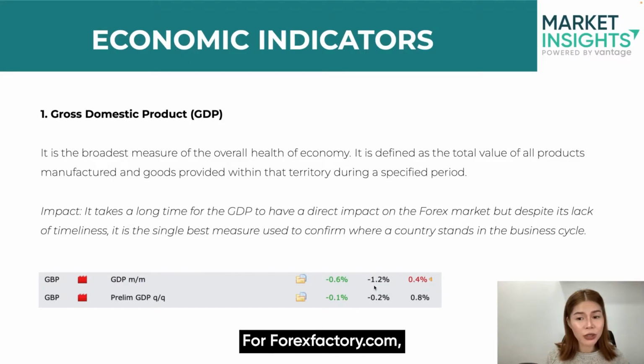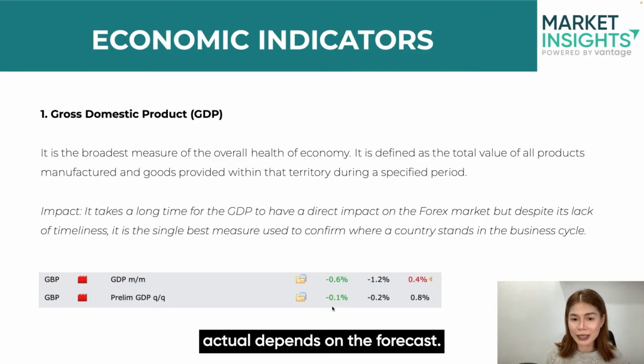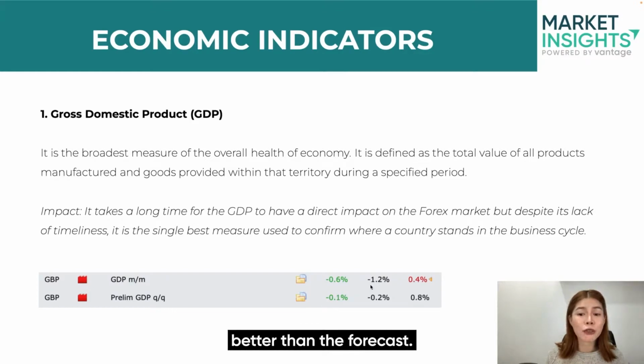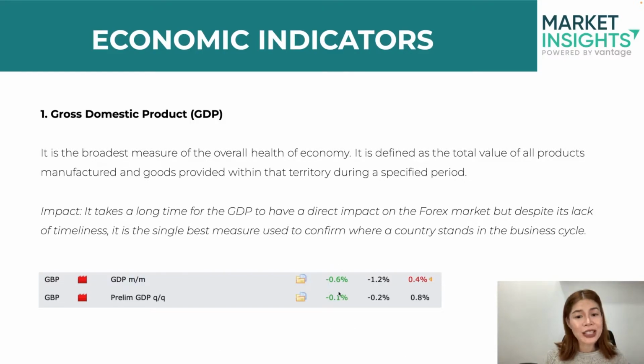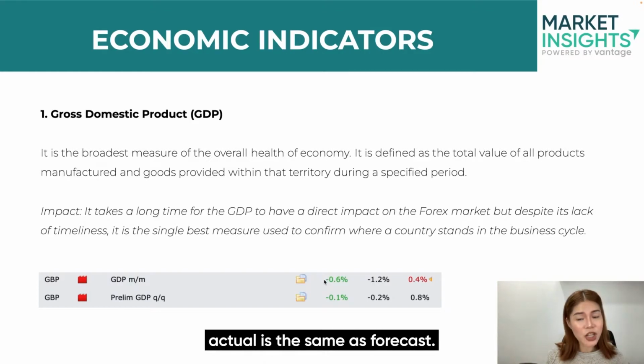For forexfactory.com, the color of the actual depends on the forecast. If the actual is better than the forecast, this will be green. If the actual is worse than the forecast, this would be red. If the actual is the same as forecast, this will be in black color.